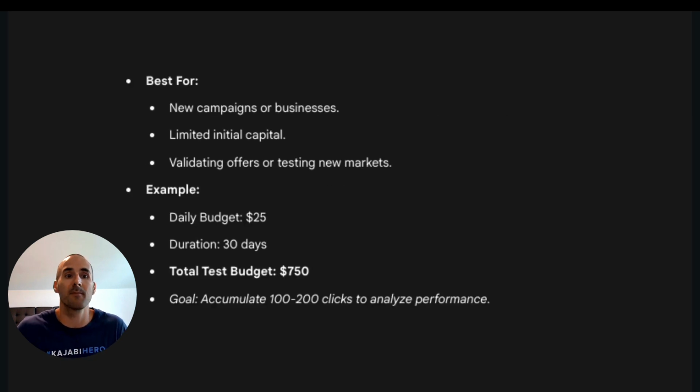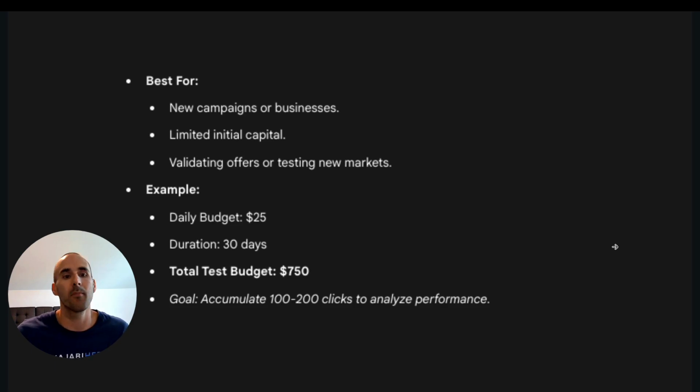Now, this method is best for new campaigns or businesses that haven't run Google Ads in the past. Maybe you have extremely limited capital and you just want to get a feel for the type of cost per click that you can pay in Google Ads. You want to know if you're going to pay 50 cents for a click or $5 for a click. You have no idea, and so you just want to get the ball rolling. This is also good for those businesses that just want to validate offers or test new markets. Don't expect major results. In a lot of instances, this is just going to be way too small to see any type of meaningful result from your advertising efforts.